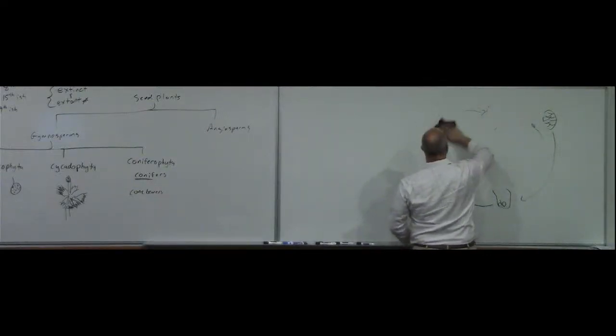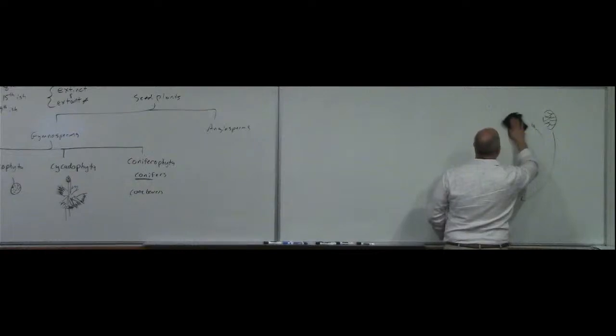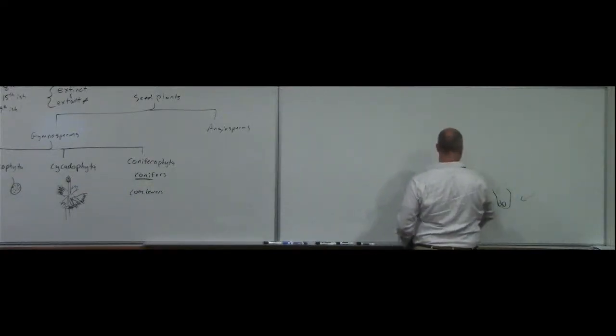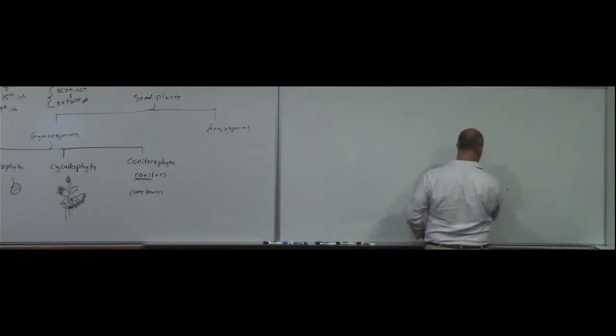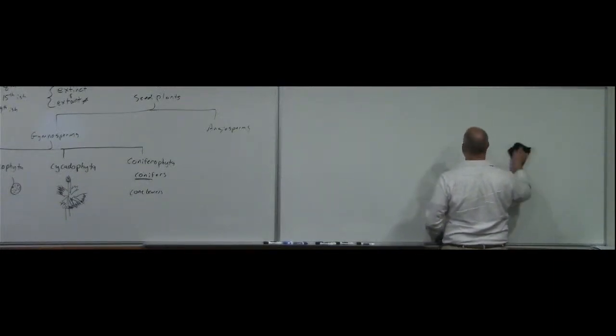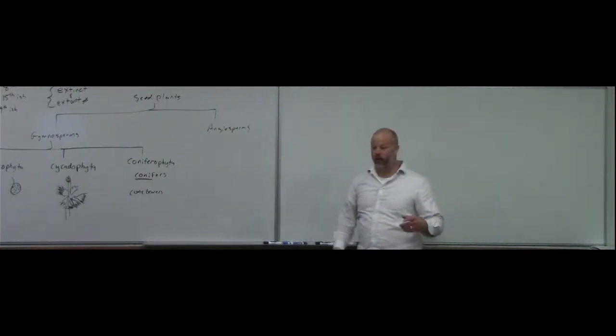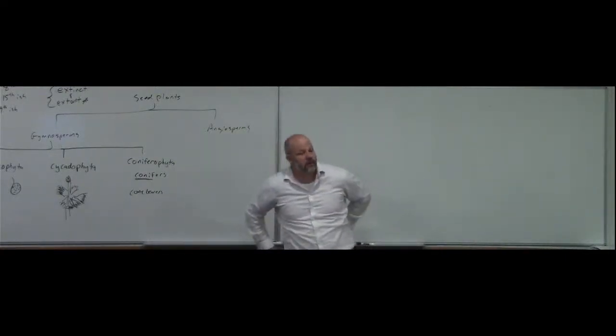What do you already know about angiosperms? What do they have? Fruit. Yes. What makes the fruit? Cactus. You said cactus? Cactus seed. No, well, that's what they do, but what makes them?